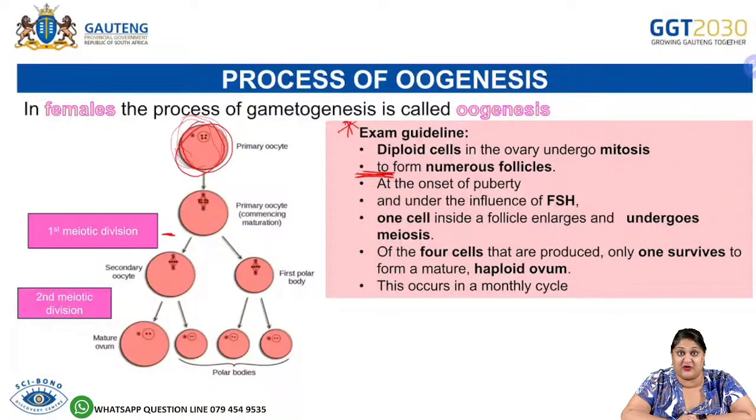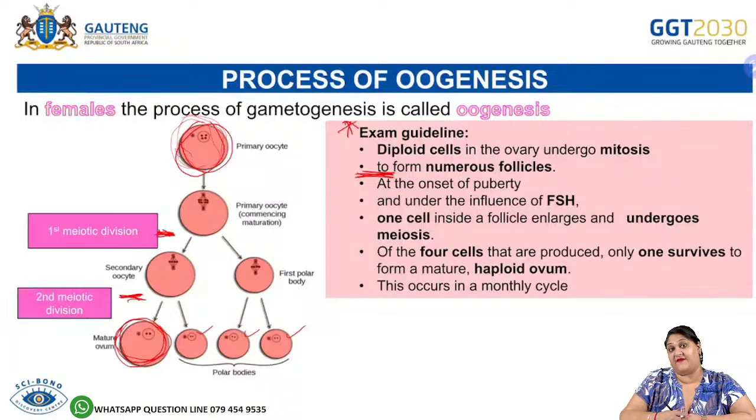Remember, we have 2 meiotic divisions. So we're going to have the first meiotic division and the second meiotic division. Grade 12, this meiosis is not a different meiosis from what we learned last time. Sometimes when we tell learners meiosis is occurring, they forget meiosis has 2 divisions, meiosis 1 and meiosis 2. So the first meiotic division is going to occur here, then the second, and then as you can see, these three are polar bodies. They're going to degenerate and fall away, and only one is going to develop into a mature ovum.